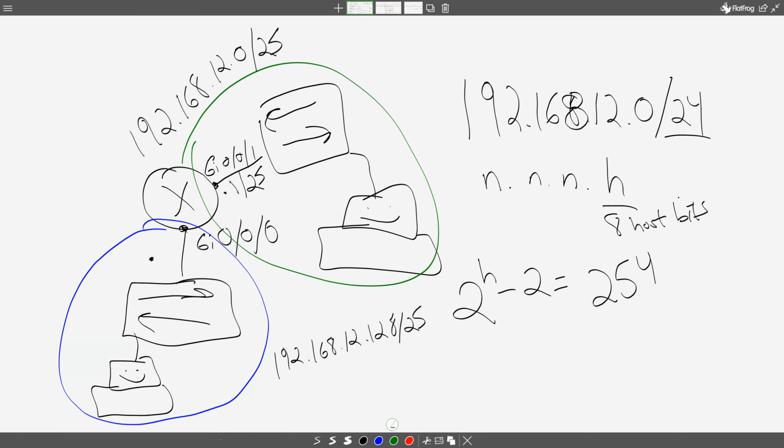Corey, anybody? 129. Exactly, Corey. 129/25. So what we just did is we took our major network and we subnetted it into two separate networks. Now at this point, we have used standard subnetting. We have not used VLSM because both networks are using the same mask. So we just took and split it in half.